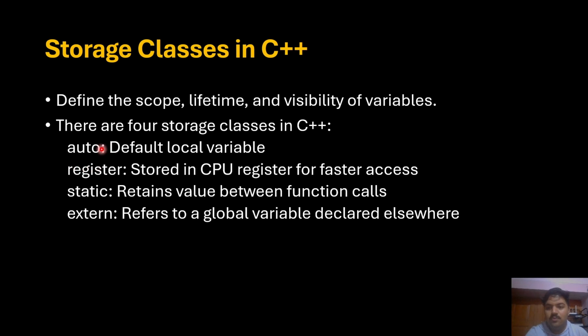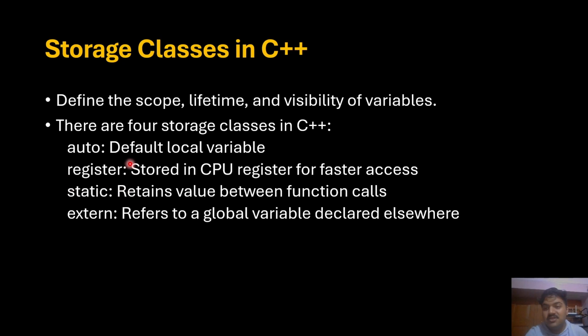There are four storage classes in C++. First one is auto, the default local variable. Second one is register, stored in CPU register for faster access. Third is static, retains value between function calls. And fourth one is extern, refers to a global variable declared elsewhere. So we are seeing here auto. It is a default local variable which we are normally initializing or declaring.